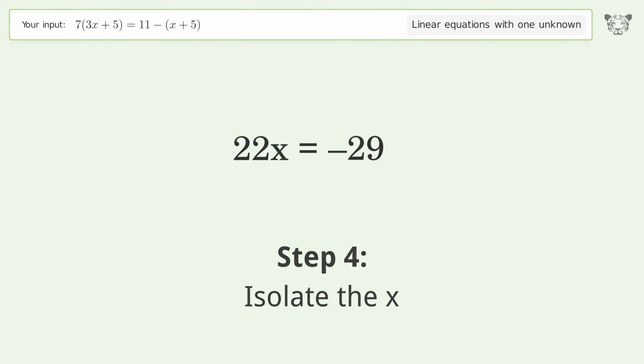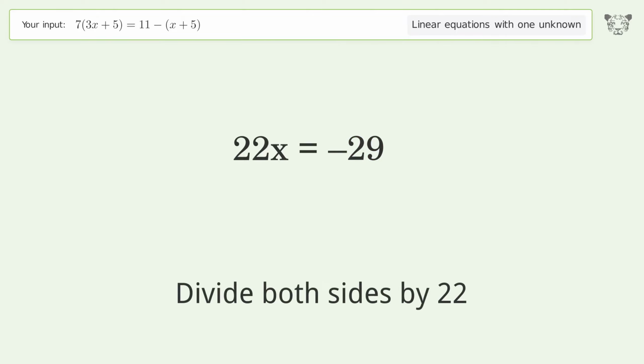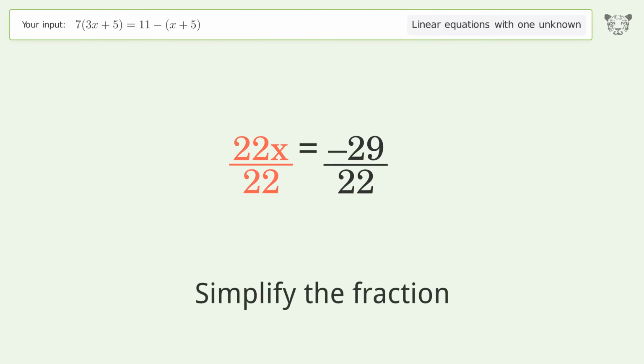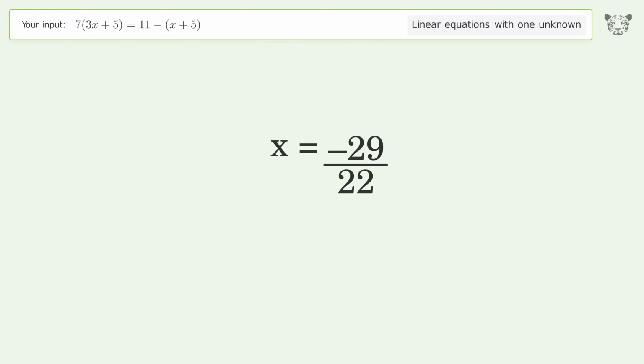Isolate the x. Divide both sides by 22. Simplify the fraction. And so the final result is x equals -29/22.